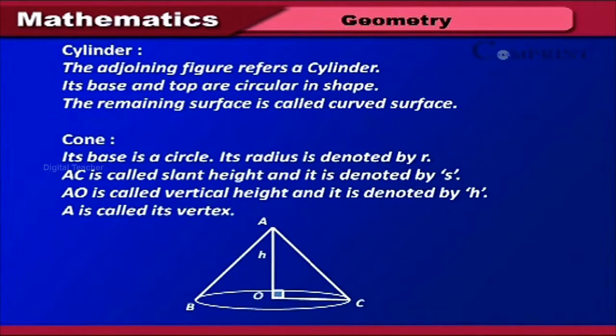Cone. Its base is a circle. Its radius is denoted by r. AC bar is called the slant height and it is denoted by s. AO bar is called the vertical height and it is denoted by h. A is called its vertex.